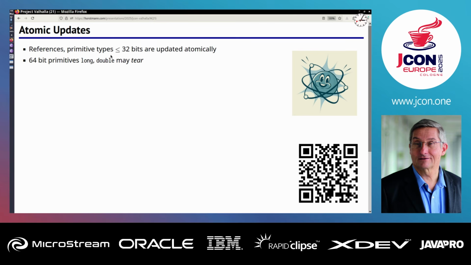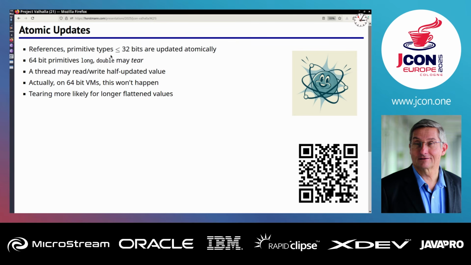So as I said before, long and double may tear, meaning that a thread may write half of it. It doesn't really happen on 64-bit VMs, but now if you have a point which is 2 doubles on a 64-bit VM, that is definitely a possibility.